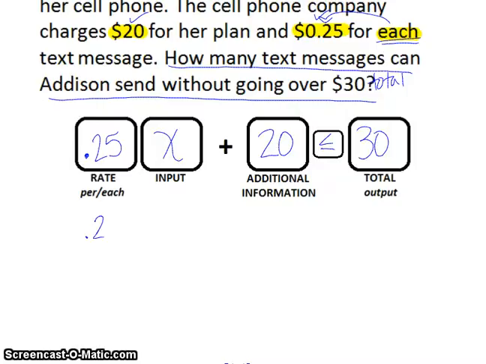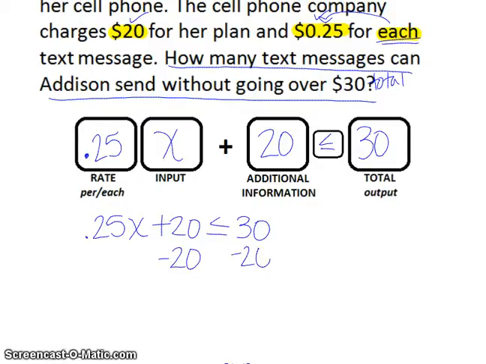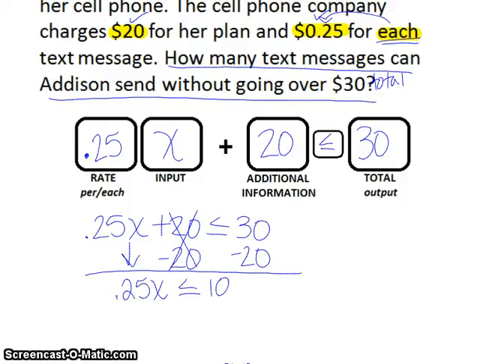So I have 0.25 x plus 20 is less than or equal to $30. So the very first thing I do is subtract 20 on both sides. 20 minus 20 is 0, so those cancel each other out, and I bring down my 25 cents x is less than or equal to 30 minus 20, which is 10. Well, between my 0.25 and my x is multiplication, so I do the opposite of that, which is to divide. So I divide by 0.25 on both sides. I'm left with x is less than or equal to 10 divided by 0.25.